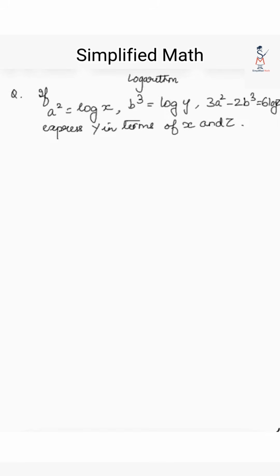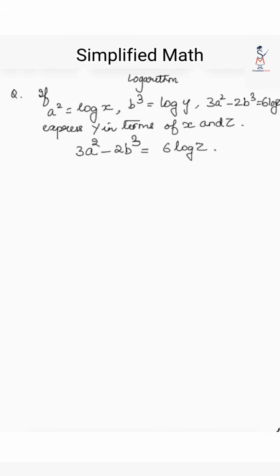Hi, we are doing logarithm. If a square is log x, b cube is log y, and 3a square minus 2b cube is equal to 6 log z, express y in terms of x and z. So what is given? The values of a square and b cube are given. And the relationship is given, that is 3a square minus 2b cube is 6 log z.